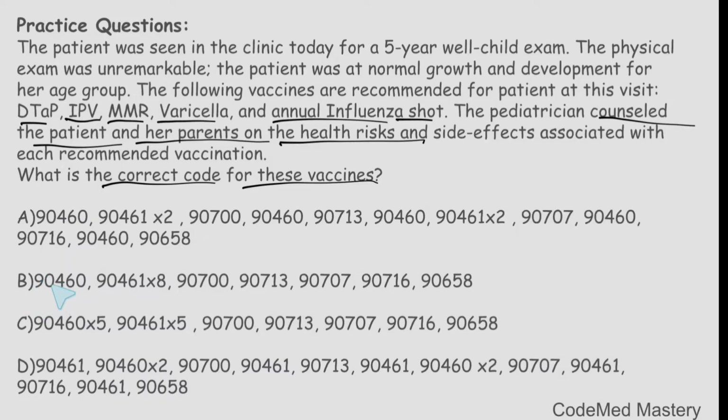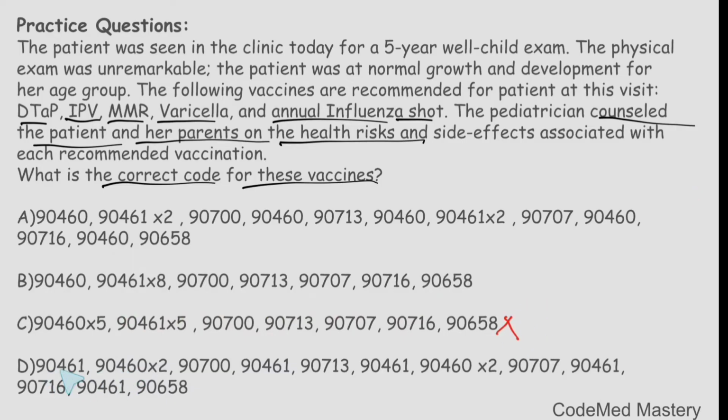In option B also, first code is 90460. In option C, first code is 90460 into 5. Remember that we are not supposed to multiply the code 90460. We have to multiply the add-on code 90461. Okay, so this option will be wrong. So directly eliminate option C. That is, if one code is wrong, the entire option will be wrong. So I will eliminate this option.